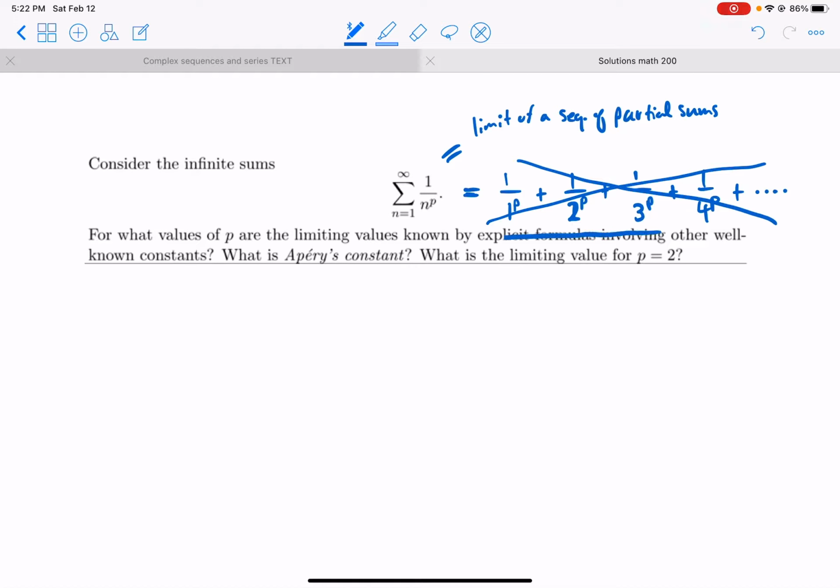And now we could actually do this, like we could do this piece. That's the third partial sum. We could do this piece, that would be the fourth partial sum. Okay.